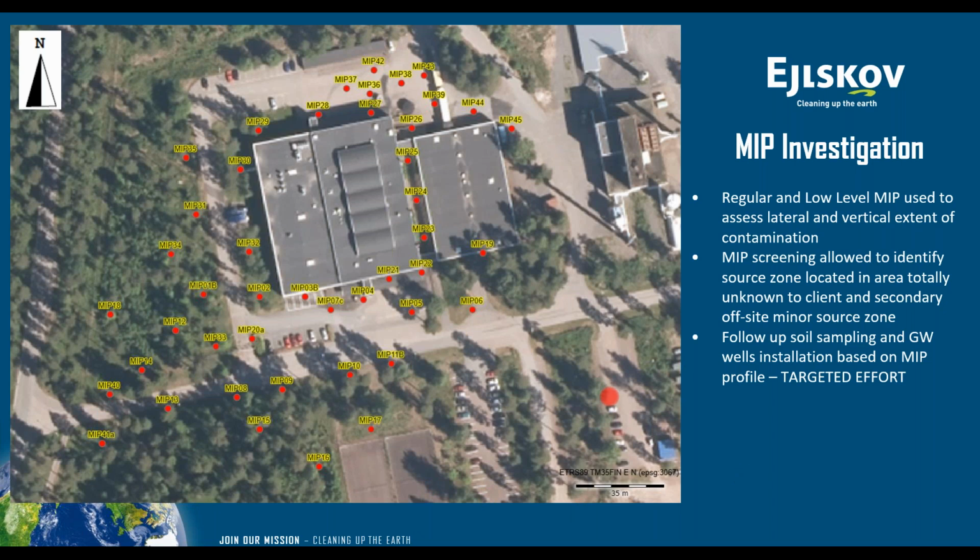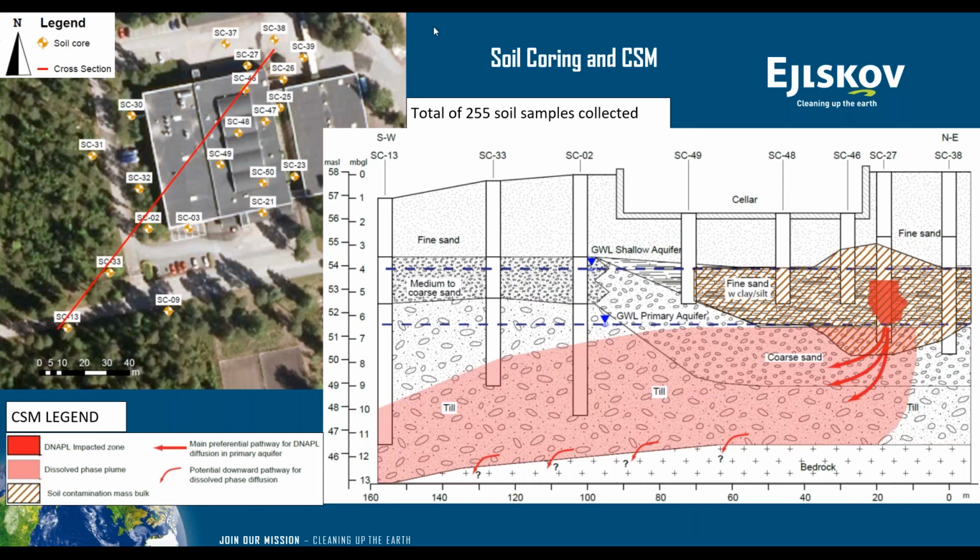What we then followed up after the MIP was a soil coring activity which covered the most, let's say, contaminated areas which were found with the MIP investigation, where we collected a total of 255 soil samples across a number of locations.